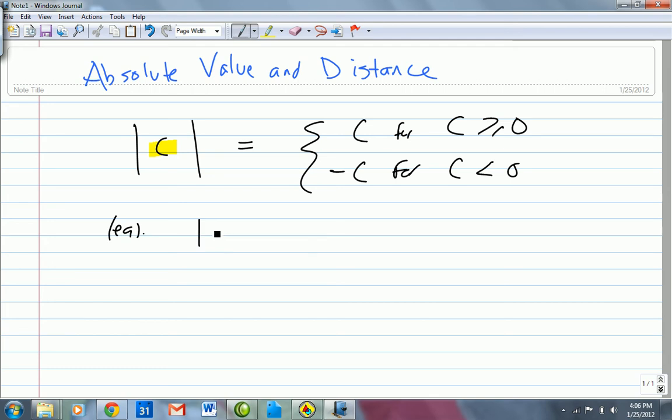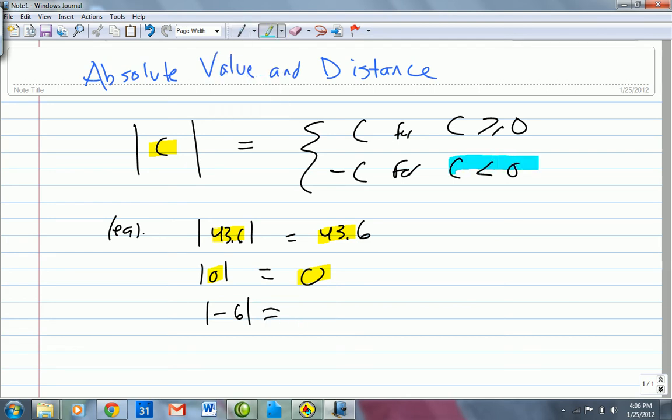We say the absolute value of 43.6 is 43.6. Absolute value of 0 is 0. Again, if something is positive and it goes in, it comes out the same. If something is 0 going into the absolute value, it comes out as 0. Okay, the only change we see is when we get the absolute value of a negative value, like negative 6. So by definition, since negative 6 is going in, what we do is we take the opposite of that. So it's the opposite of that already negative 6, right? And that's how we get positive 6.